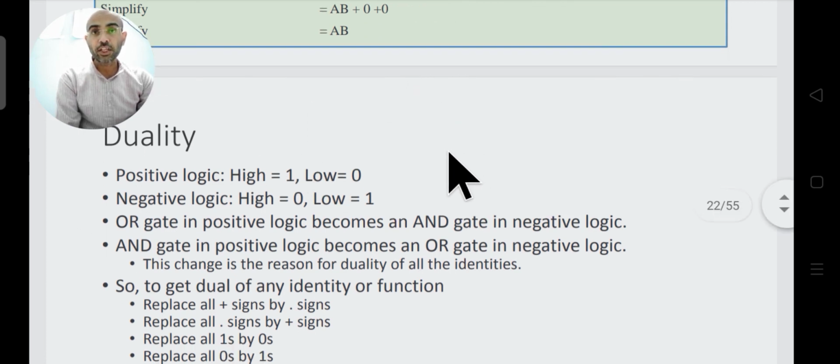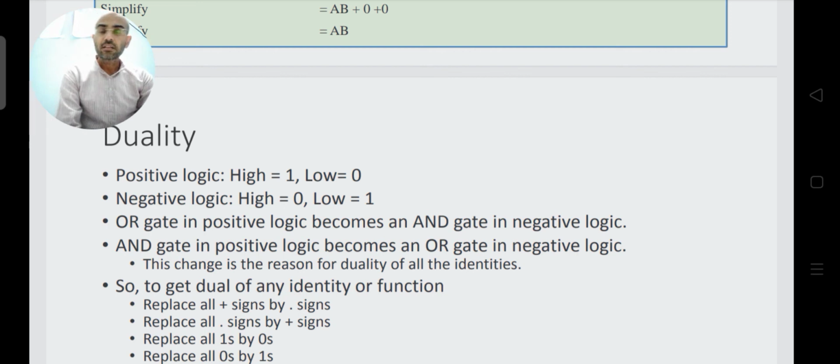And why do we study dual at all? Dual is required because there are two types of logic in digital electronics. You have positive logic as well as negative logic, and we very well know what positive logic and negative logic are. Suppose I use positive logic and make a certain gate, let's say an AND gate. If I just invert the logic, what will happen? The AND gate will start working as an OR gate.